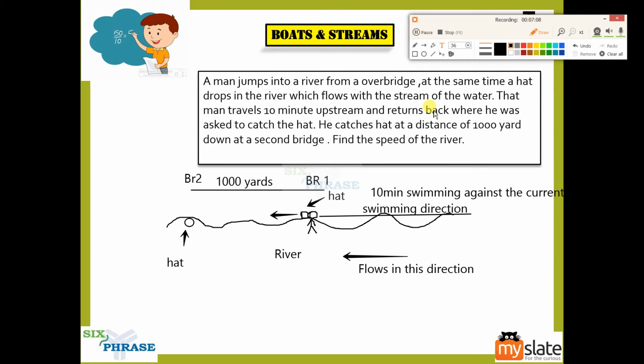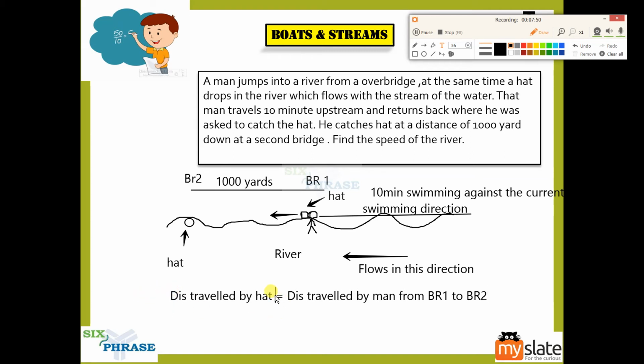Now, BR1, bridge 1, BR2. Now you tell me the distance. The distance traveled by the hat is equal to the distance traveled by the man from BR1 to BR2, correct? Yes. What is the distance traveled by the hat? 1000 yards. Correct, guys. This is 1000 yards.